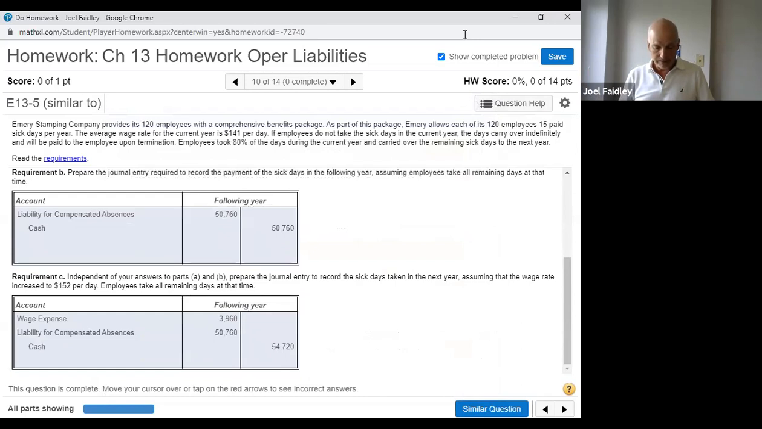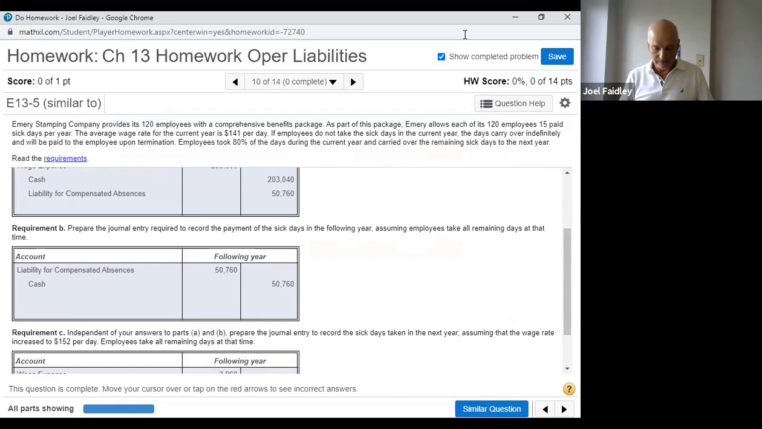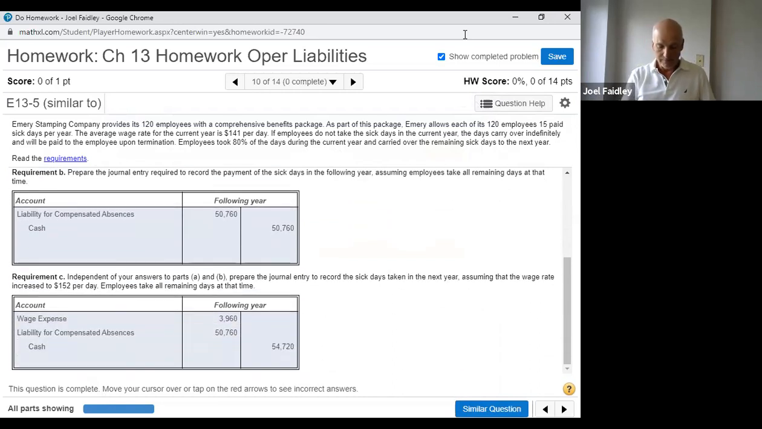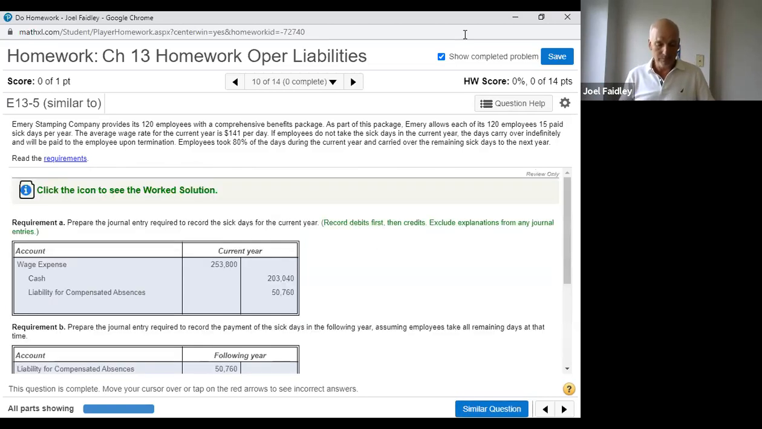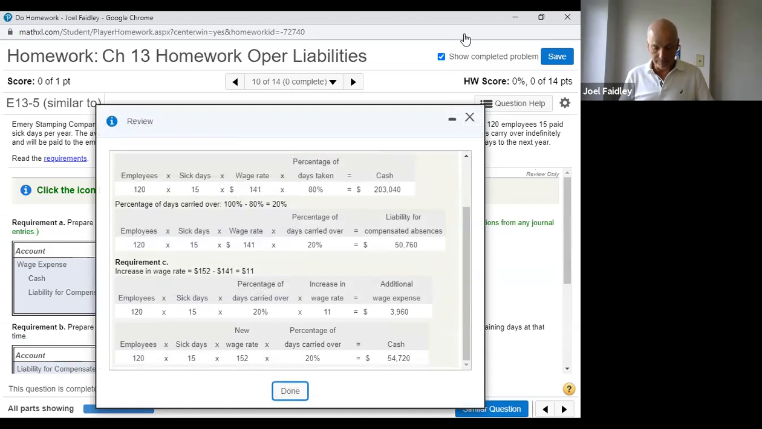Right, there's my expense, there's the liability. See how those zero out? 50,760, 50,760. So my liability is zero, and the rest of that is just being paid out of cash, right? Whatever that 20% of those number of days times the full $152 is, that's what my actual cash payment is, which was the last part of this down at the bottom.